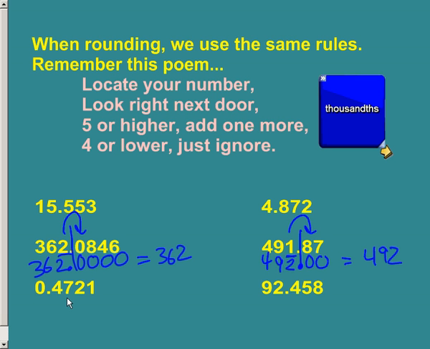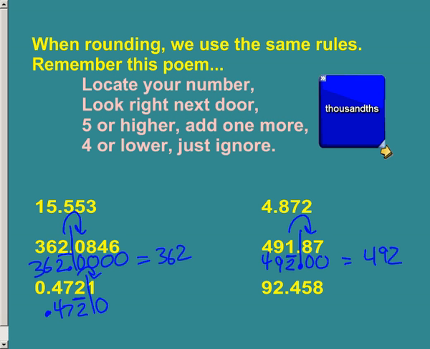All right, so I'm going to underline the tenths, hundredths, thousandths place and draw my fence. Let's peek next door. It's a 1. It's 4 or lower, less than 5, so this will stay a 2. Drop down your 7, your 4, your decimal.